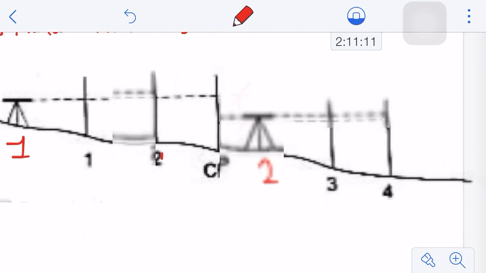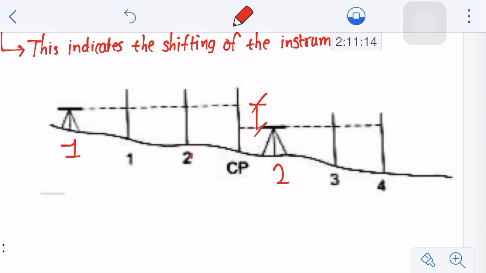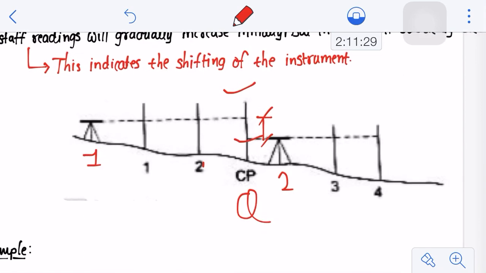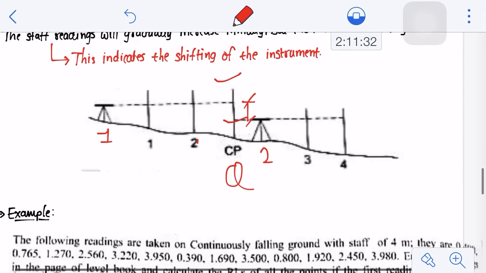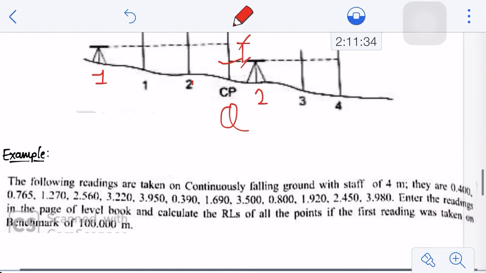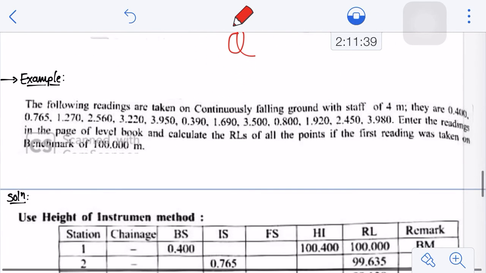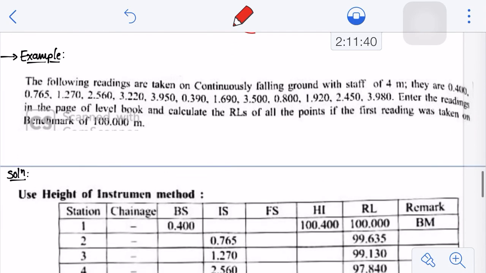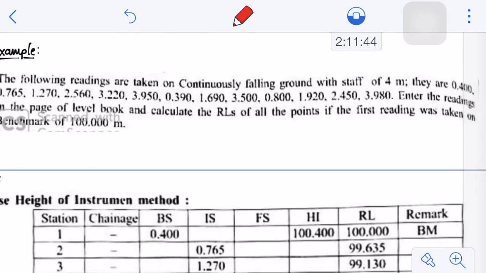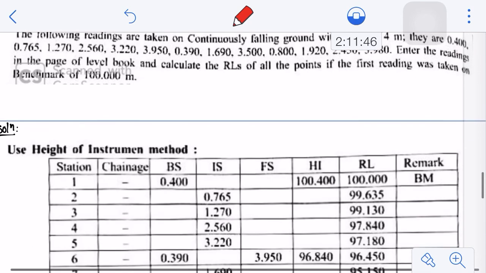So that's how we can identify that this reading is your maximum reading, and the very next reading is very small. That means after this particular point, let's say this is point Q, your instrument is shifted from point 1 to point 2, and that's how leveling on continuously sloping ground works. This is again a very simple concept, same as what we discussed for the height of instrument and rise and fall method. For your understanding, I have incorporated one more example based on this method, showing how to identify these change points from the readings only, right?